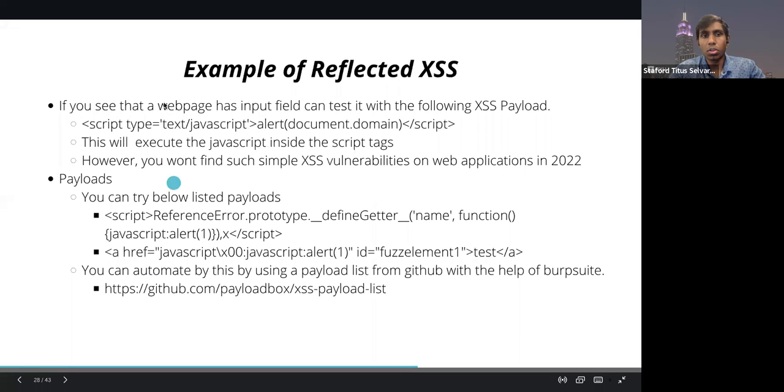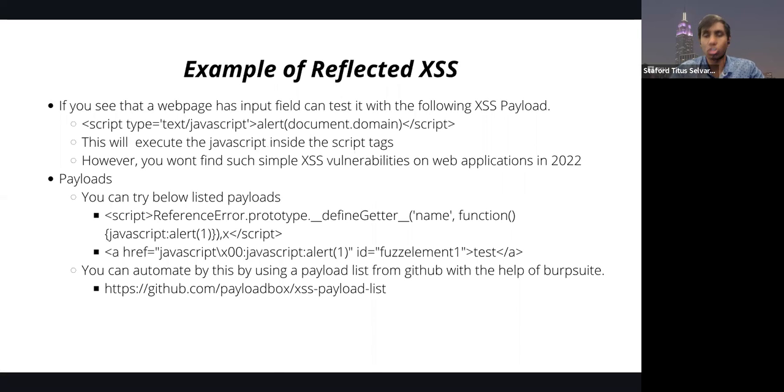So next, here are a few examples of reflected XSS. Again, I'll show the practicals later after this, but the most basic type of XSS payload is this one over here. You just type in script type equal to text slash JavaScript, alert document.domain, close script. There have been several iterations of this. You can just type in script. You don't need the type attribute over here. It's not really required.